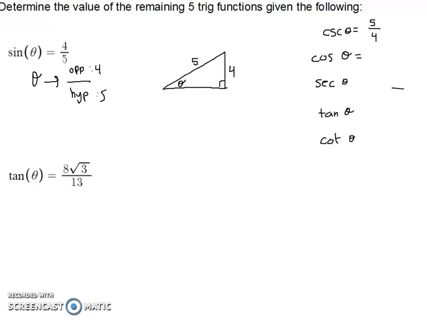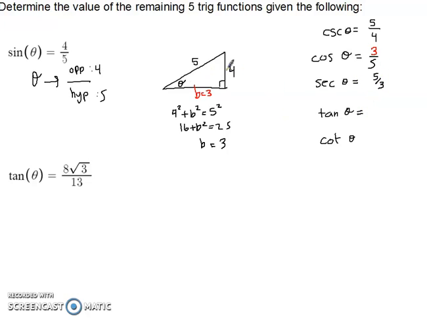So I'm going to go ahead and find the length of that adjacent side now using the Pythagorean Theorem. I'll call this side b. So using my Pythagorean Theorem, 4 squared plus b squared is equal to 5 squared. 16 plus b squared is equal to 25, which means that b is equal to 3. So this length for b is equal to 3. So now my cosine has an adjacent side of 3 and a hypotenuse of 5. Secant is the reciprocal of cosine, so 5/3.